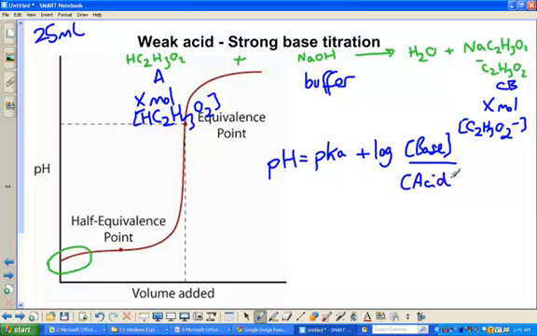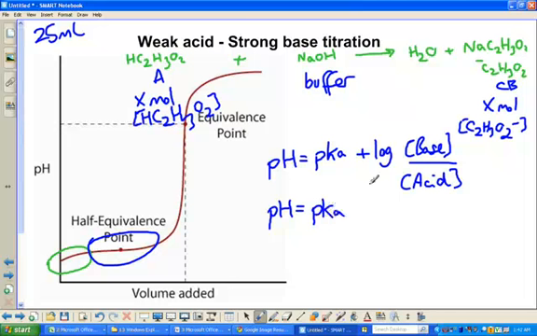So the pH of any buffer solution, because that's what we have here, so in this region we have a buffer solution, the pH of any buffer solution looks like this. And let's just apply what we've been talking about. The pH is equal to the pKa of whatever acid we're talking about, in this case acetic acid, which the pKa I think is, well, I forget what it is. Anyway, it doesn't matter.